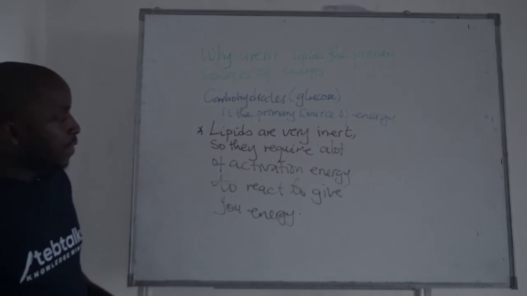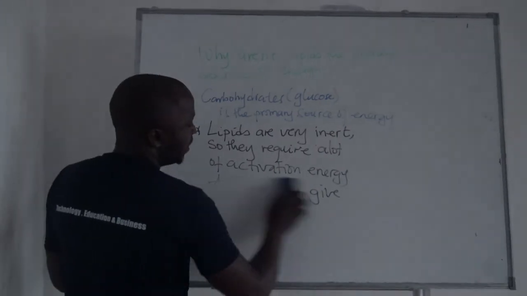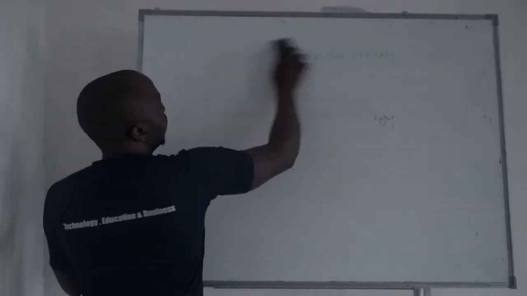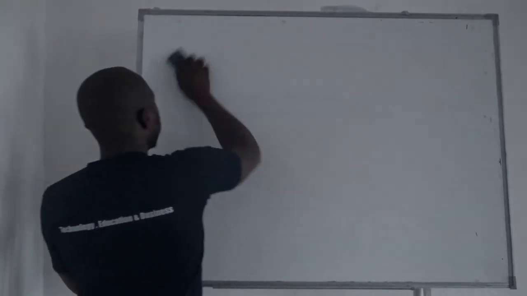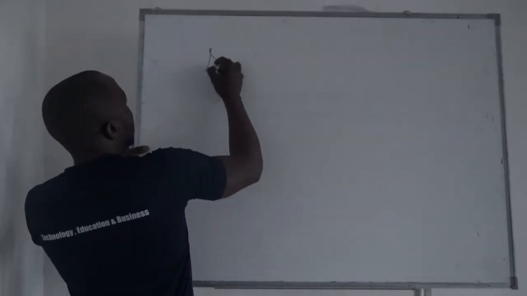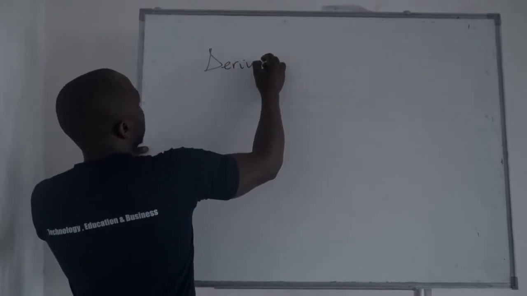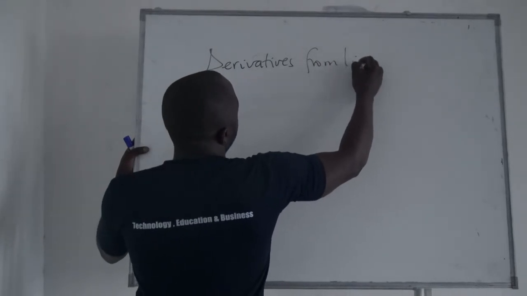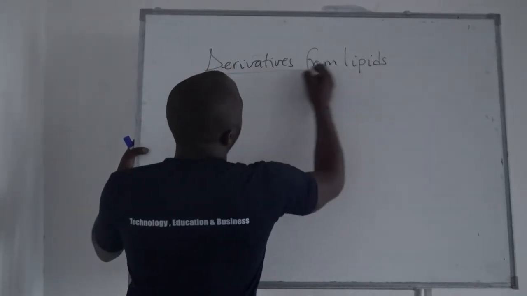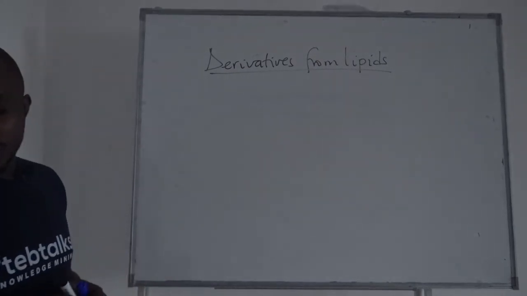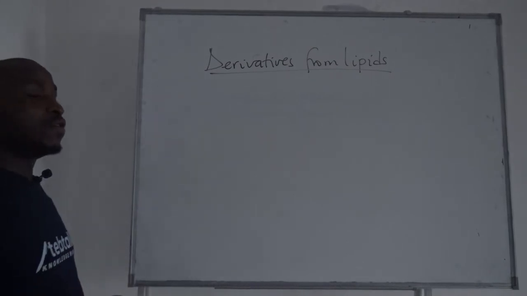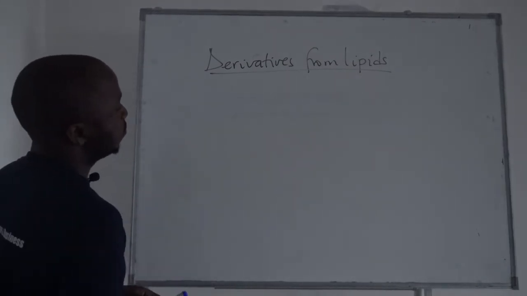Let's look at their neighbors. Derivatives from lipids. Discuss one or two derivatives from lipids. Lipid derivatives. Which chemicals of life are derived from lipids?